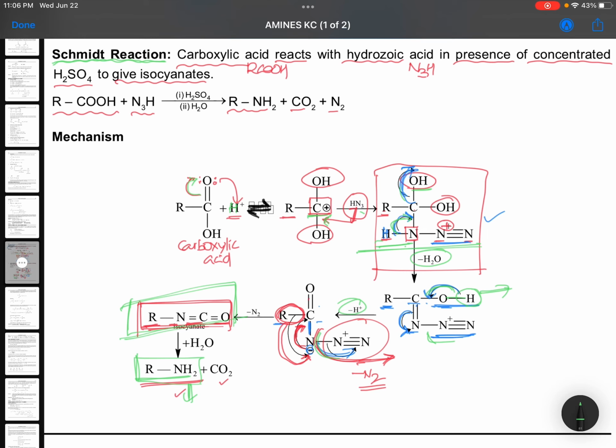Not for JEE Main, but you can remember it for the JEE Main exam also. Schmidt reaction is useful for the preparation of amines from acids using hydrazoic acid. Hydrazoic acid means Schmidt reaction. A similar type of reaction from acid chlorides and sodium azide, that also you can see. That reaction is called Curtius reaction.